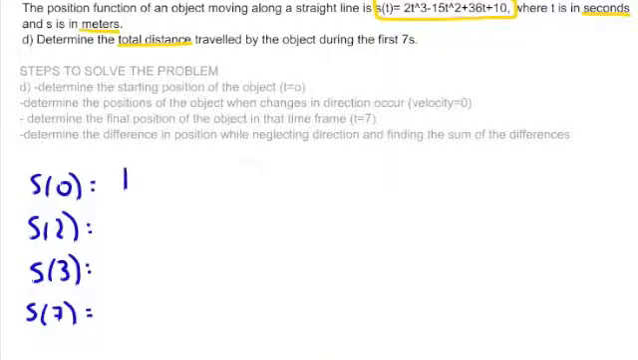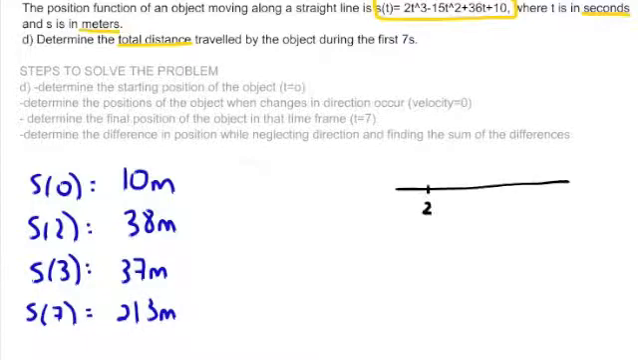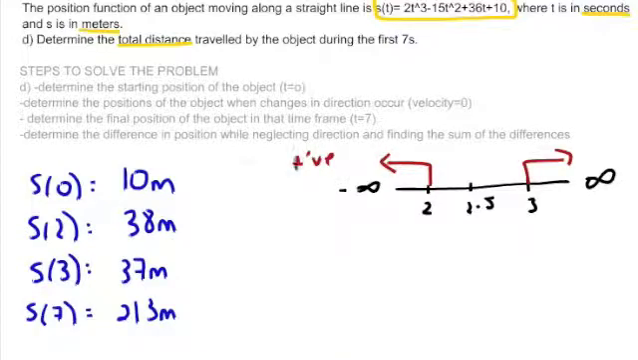In previous parts of this question, we determined that S at 0 is equal to 10 meters, S at 2 is equal to 38 meters, S at 3, 37 meters, and when plugging in 7 seconds to S at t, we get 213 meters. Redrawing the number line from part C will help us determine the direction traveled in each interval.